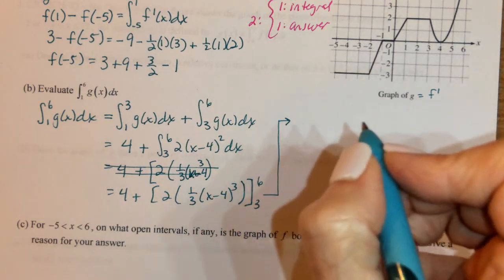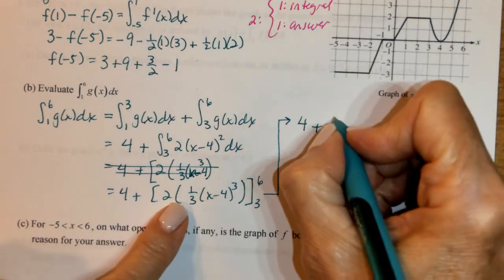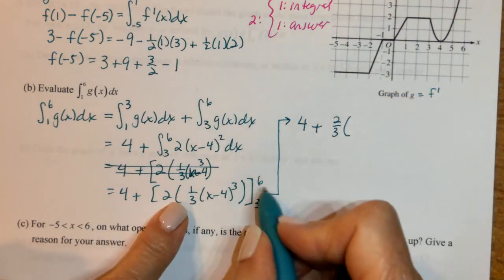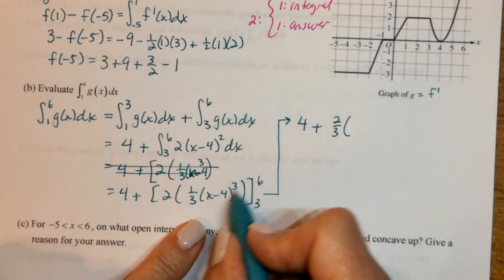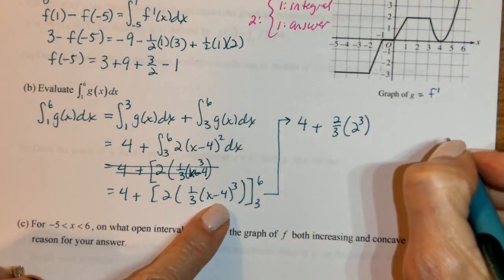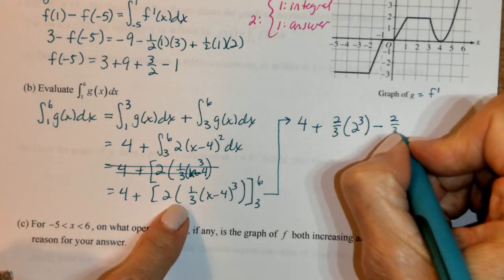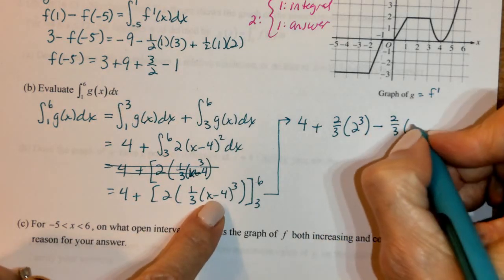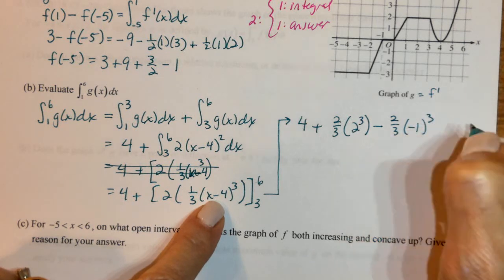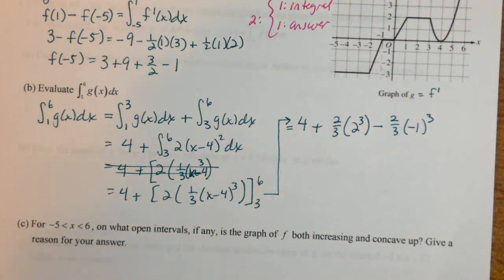So we have 4 plus, this is 2/3, times, if I put 6 in for x, I'm going to get 2 cubed, minus 2/3. If I put 3 in for x, I'm going to get a negative 1 cubed, and that would be a safe stop spot. So I will leave it like that.